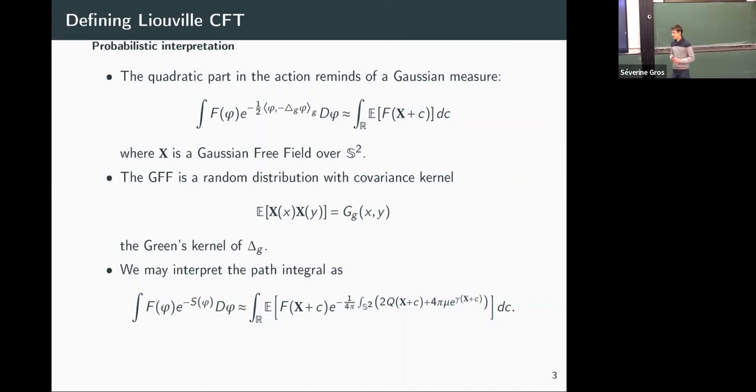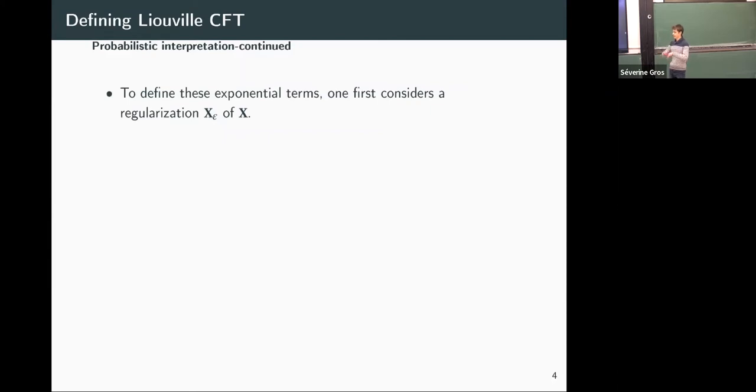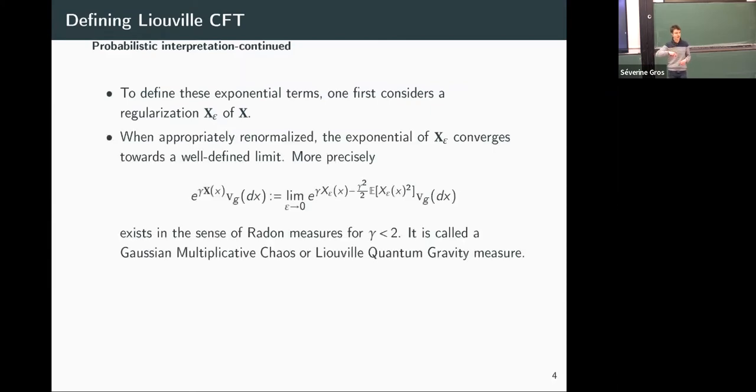So, okay, there's one subtle issue here: you take the exponential of the distribution, and this does not really make sense. So we need to do this Gaussian multiplicative chaos renormalization. Basically, you use a regularization of the field, you exponentiate it, you see that the fluctuations of the approximation have some nice scaling, and in the end, if you use an appropriate renormalization, you have a well-defined limit.